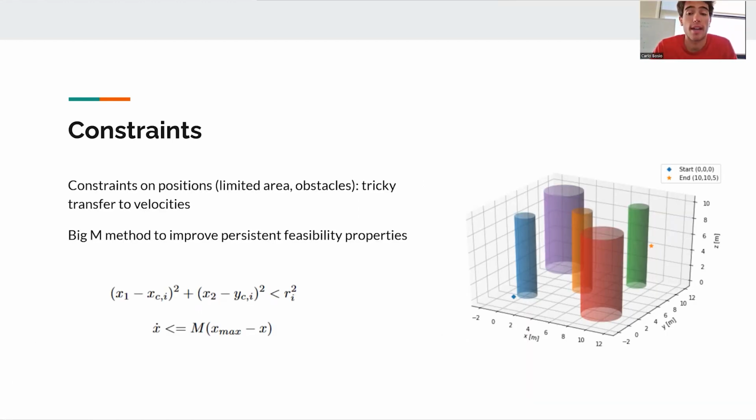So our problem is highly constrained. We inserted several types of constraints in the problem. The first one is a bounding box, that is a feasible 3D area where the drones are allowed to go. We inserted a bunch of cylindrical obstacles, which are nonlinear constraints because they depend on the square of the position variables. And we also try to improve the persistent feasibility properties of this problem by using the Big M technique, which is detailed a little better in the report.